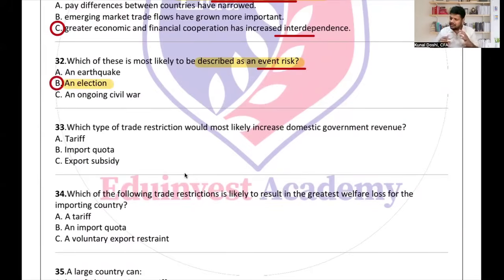Ongoing civil war is an example of thematic risk, which is a continuous risk, right? Ongoing civil war in many of the African nations that you see is an example of thematic risk. Clear?